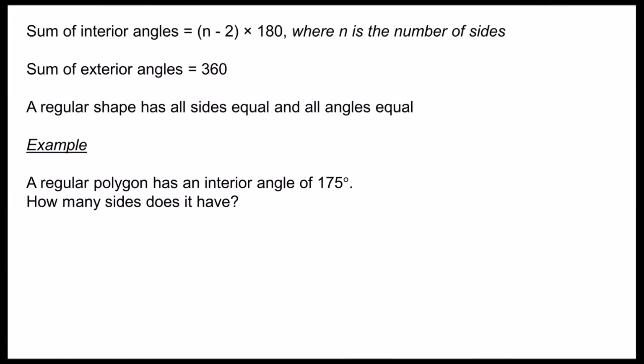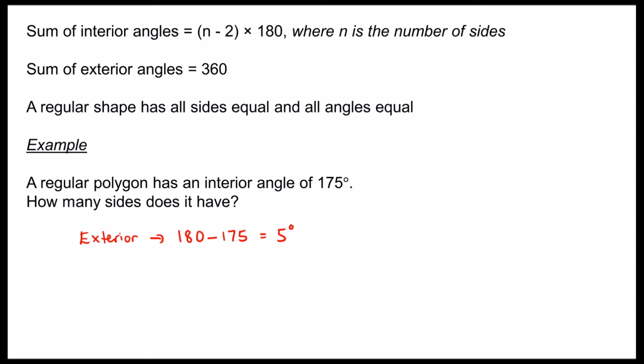In this last example, I'm given that an interior angle of a regular polygon is 175 degrees, and again it asks me to work out how many sides it has. Firstly, I'm going to work out what the exterior angle is. So I know that my exterior angle must be 180 degrees subtract 175. That gives me 5 degrees.